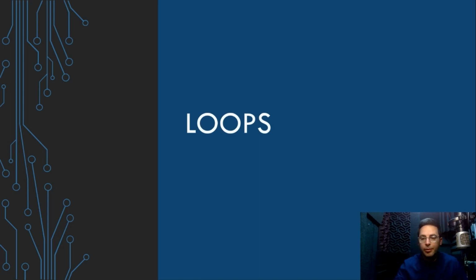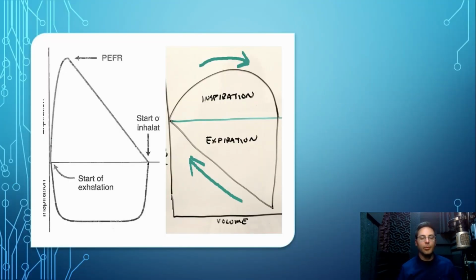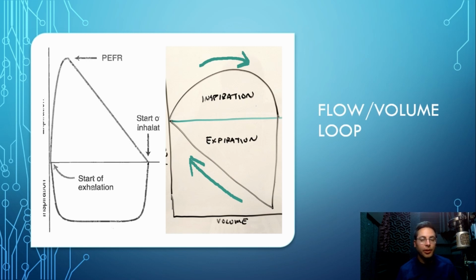All right, now time to move on to our loops. We're going to start looking at our flow volume loop, and here are the two common ways that you will see it shown. The one here on the left is typically the pattern that you will see in your PFT type scenarios, but on most vents that I've seen, it's represented here.